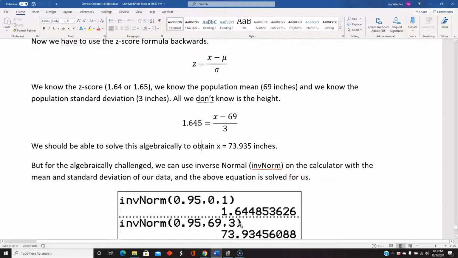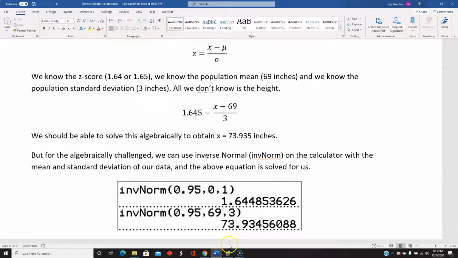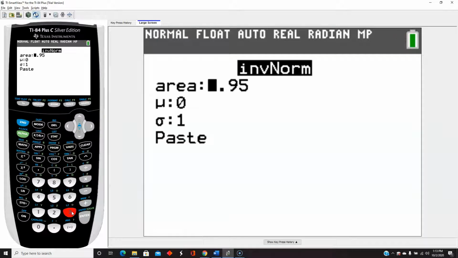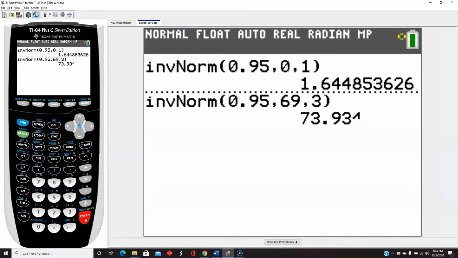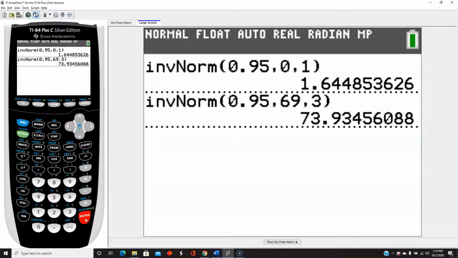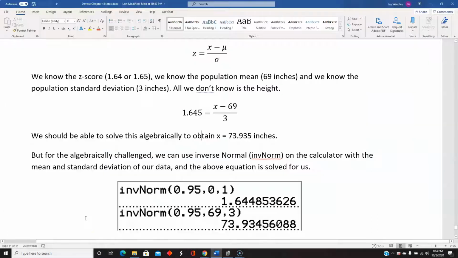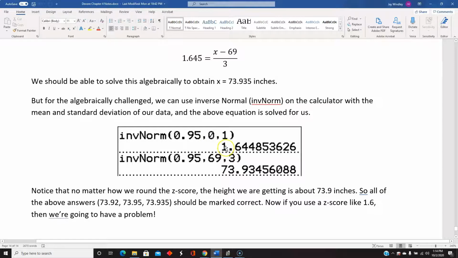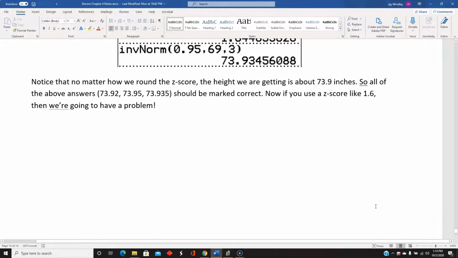If you are algebraically challenged, you can use a slight modification of inverse norm. Check this out. Second vars inverse norm, still with the 0.95. But now if you tell it that our mean is 69 and our standard deviation is 3, the calculator will do the backwards transformation for you and tell you that the male height that we're looking for is 73.9 inches. So that's pretty cool if you don't want to solve this problem algebraically. But either way, we're going to get an answer of about 73.9 inches.